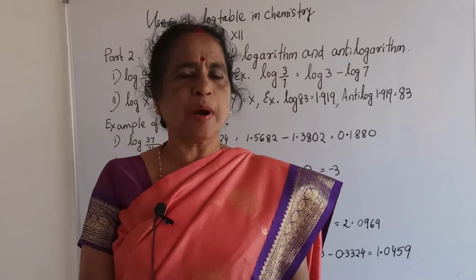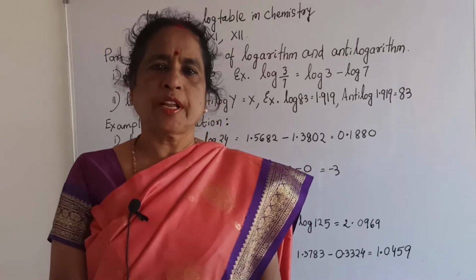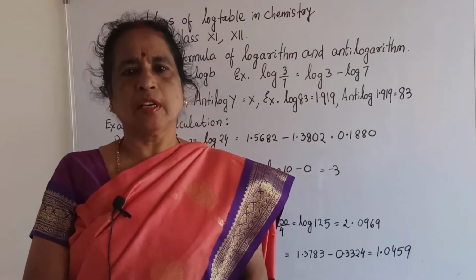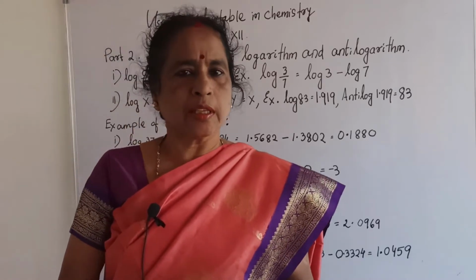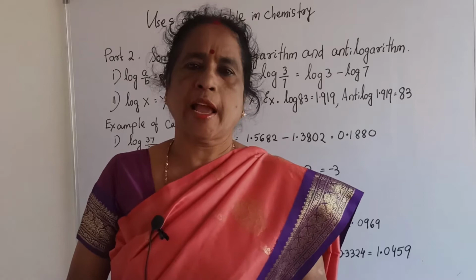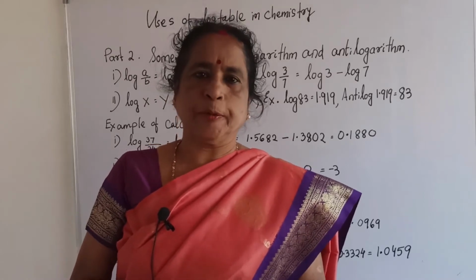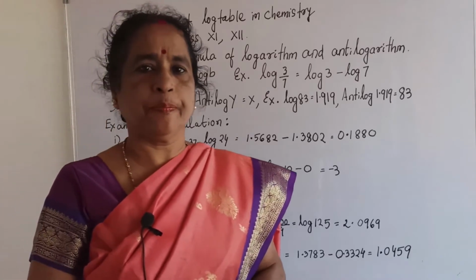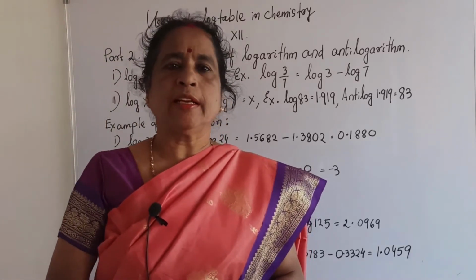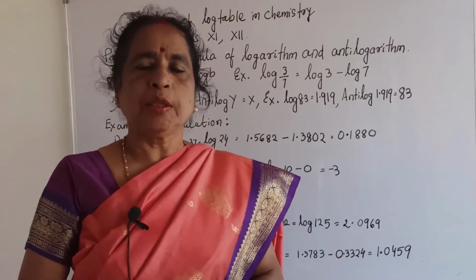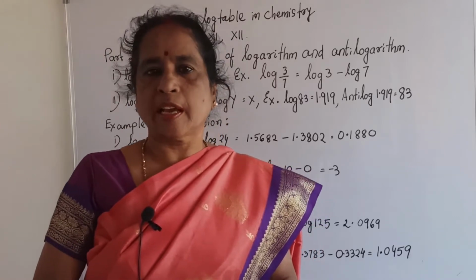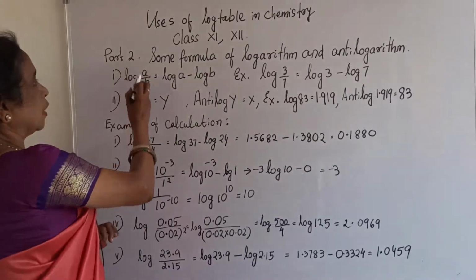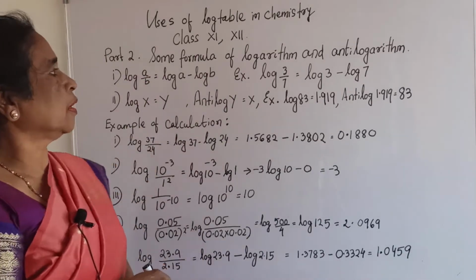Now we will see part 2, uses of log table in chemistry, especially in 11th class chemical equilibrium, and in 12th class chemical kinetics and electrochemistry. Now we will focus on the formula log A by B and also anti-logarithm. What are the uses of anti-logarithm in chemistry? So let us start the formula part 2, some formulas of logarithm.